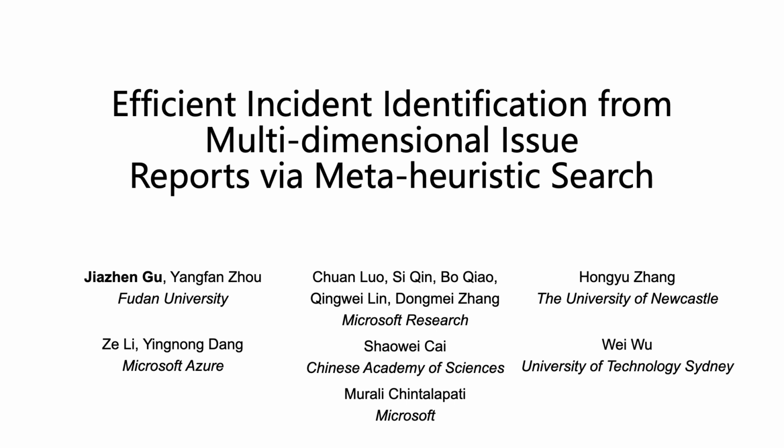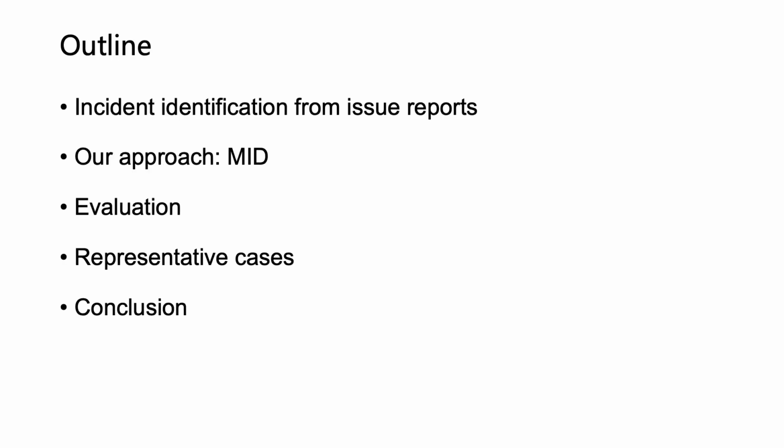Today on behalf of my co-authors, I present our work, Efficient Incident Identification from Multi-Dimensional Issue Reports via Meta-heuristic Search. In this talk, I will first introduce the background about incident identification from issue reports. Next, I present our meta-heuristic search framework, MID. Then, the evaluation and representative cases are shown to prove the effectiveness and efficiency of our approach.